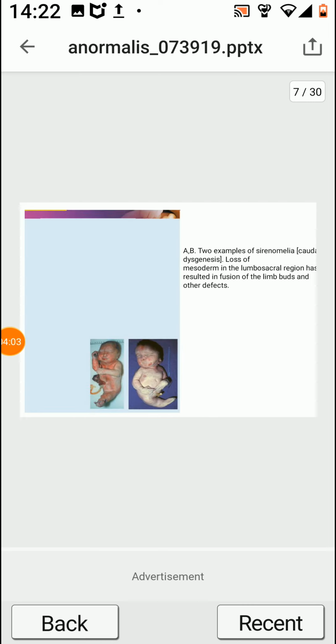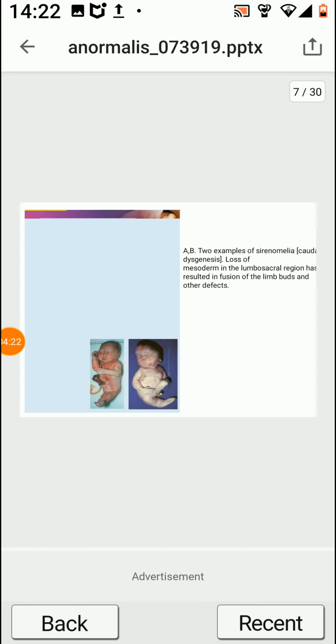And now this is what we call caudal dysgenesis or sirenomelia. In caudal dysgenesis, you're seeing that the fetus or the child has the two limbs being fused. He actually looks like a mermaid.